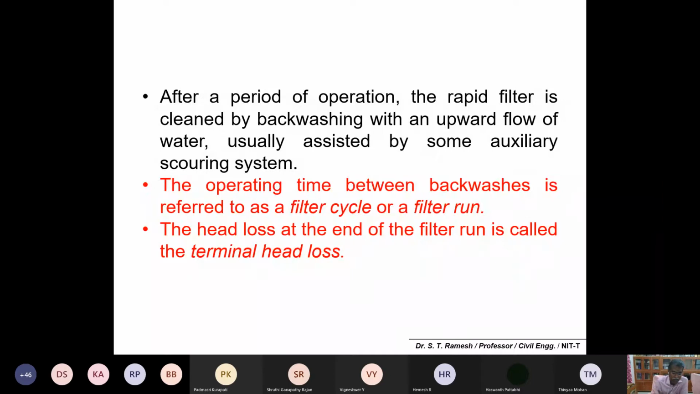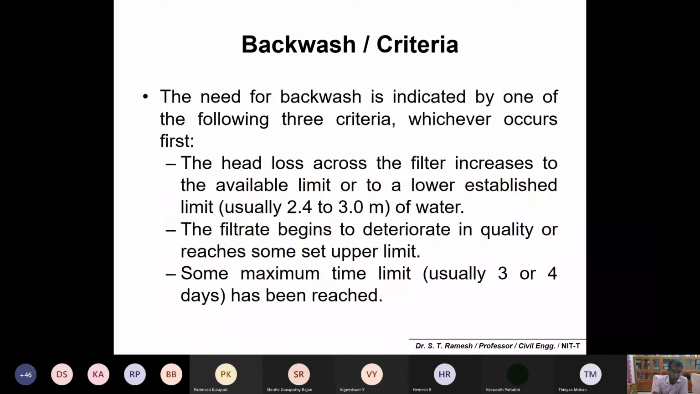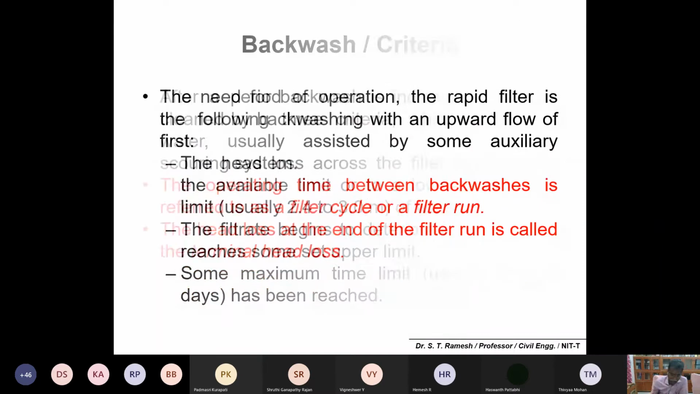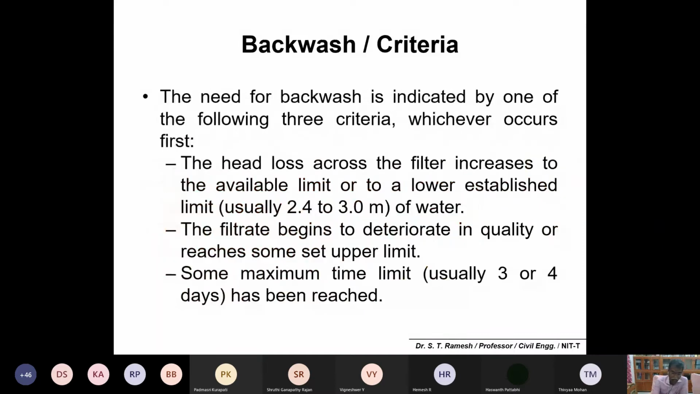The operating time between backwashes is called the filter cycle or filter run. We discussed this in the last class. The operating cycle between backwash 1 and backwash 2 is called the filter cycle or filter run. The head loss at the end of the filter run is called the terminal head loss. Please make a note on what the filter cycle or filter run is, what the available head loss is, and what the terminal head loss is. Up to this we discussed in the last class, and we'll move on.